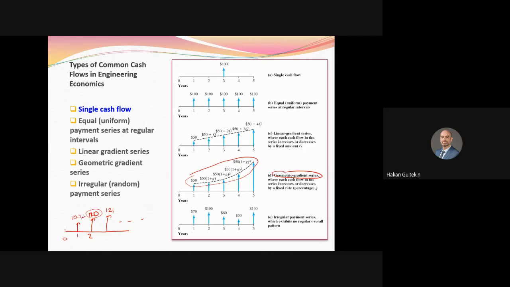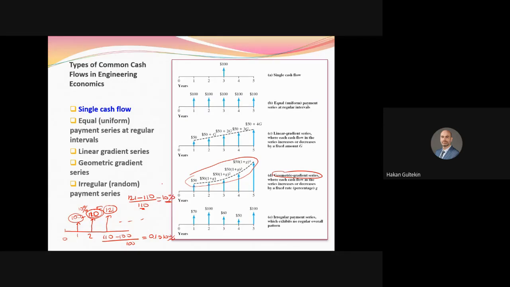So this increase amount, which is 10%, if you find this difference, 110 minus 100 divided by 100, is equal to 0.1 or 10%. And similarly, from this side, 121 minus 110 divided by 110, this is the base amount, and this difference is the increase, and it's again 10%. And this 10% is constant all the time.